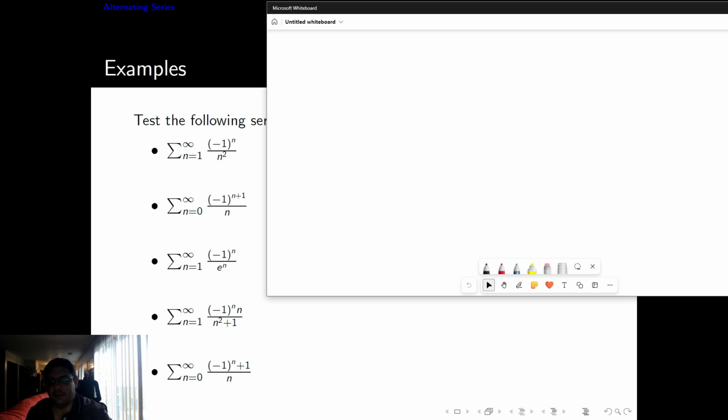So first of all, we have this series from n equals 1 to infinity of minus 1 to the n over n squared. Now the first condition that we want to consider is, well, is this sequence 1 over n squared going to be decreasing?